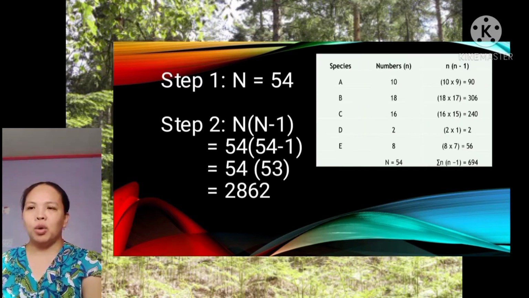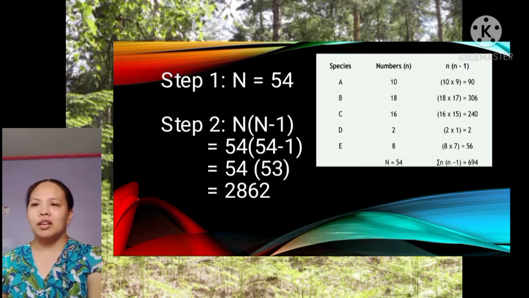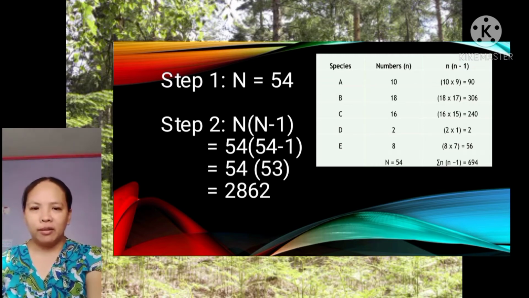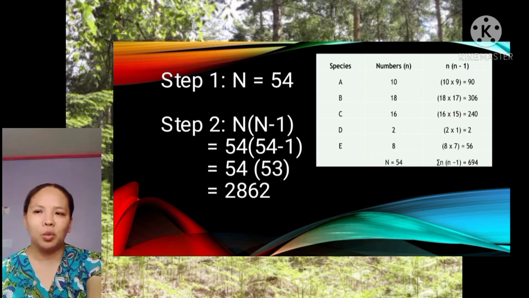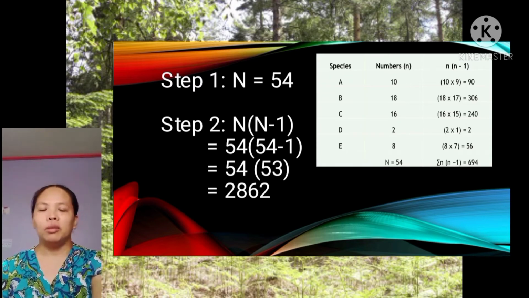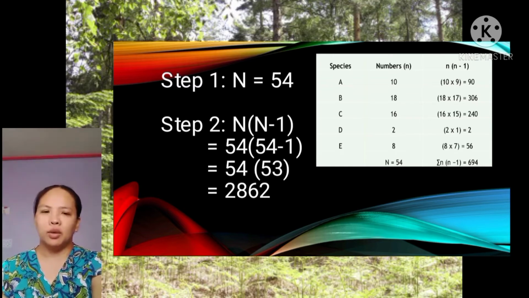So for step 1, we have to calculate the big letter N. That's the total of all the organisms. So we have 54. For step 2, big letter N multiplied by big letter N minus 1. So we have 54 multiplied by 54 minus 1. So 54 times 53 is equal to 2,862.